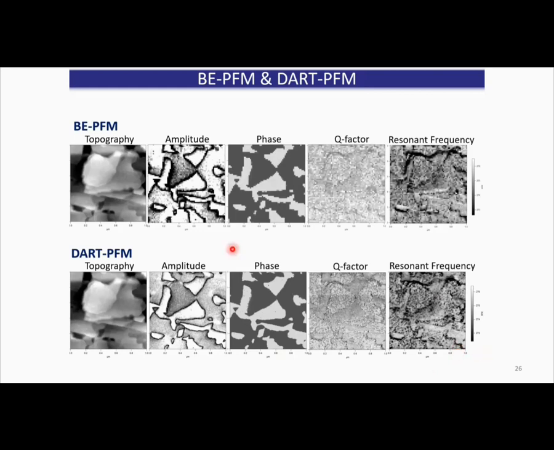Band excitation can do all of that as well, and it has the advantage, I suppose, of not requiring a feedback loop. Anytime you have a feedback loop, it can introduce some issues. With band excitation, then you just have to make sure that you're exciting that entire band of frequencies so that you always have the full resonant frequency within it. And you can see that both are somewhat equivalent in terms of the data that you can acquire.